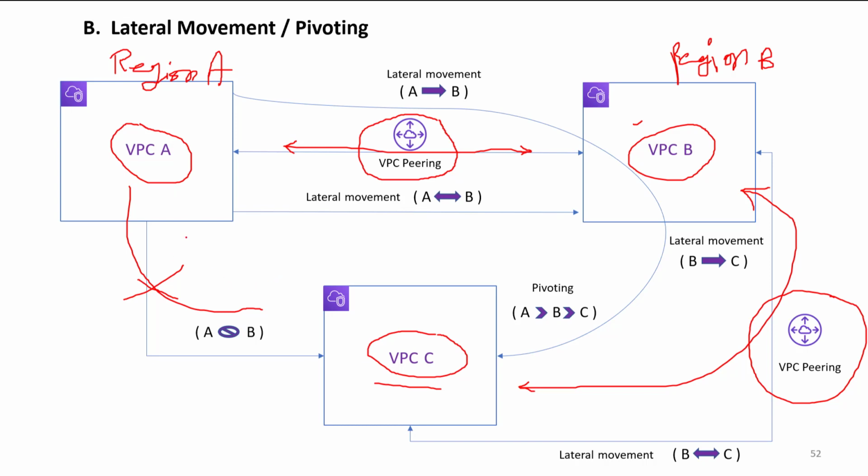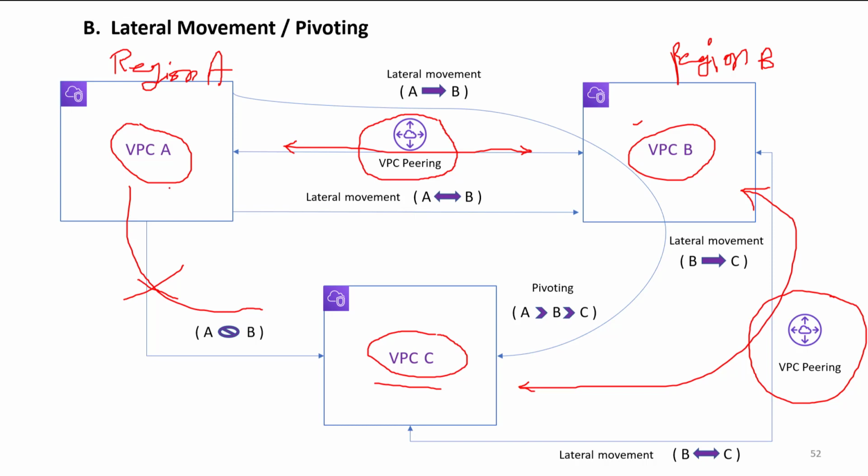This is really important when you're performing a red teaming activity. So how can we access VPC C using VPC A? You can see in this scenario, first we'll discuss lateral movement. If you have VPC A and VPC B, and there is a peering connection between them, you can perform lateral movement.